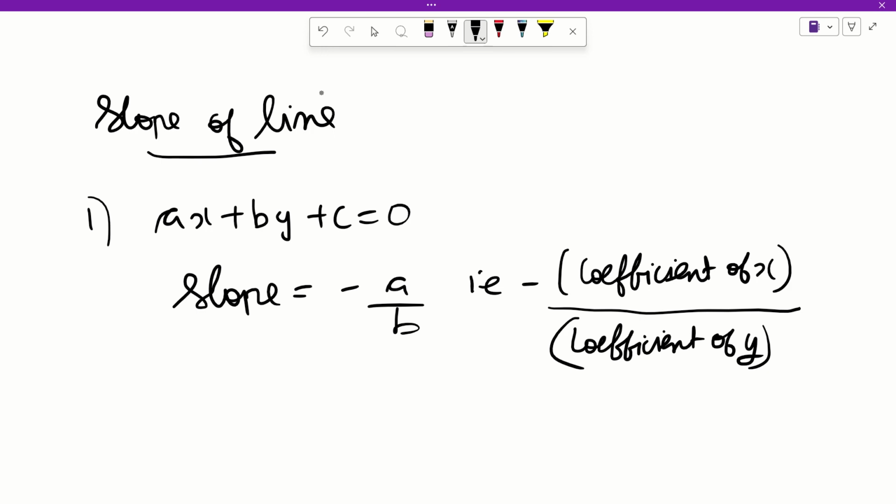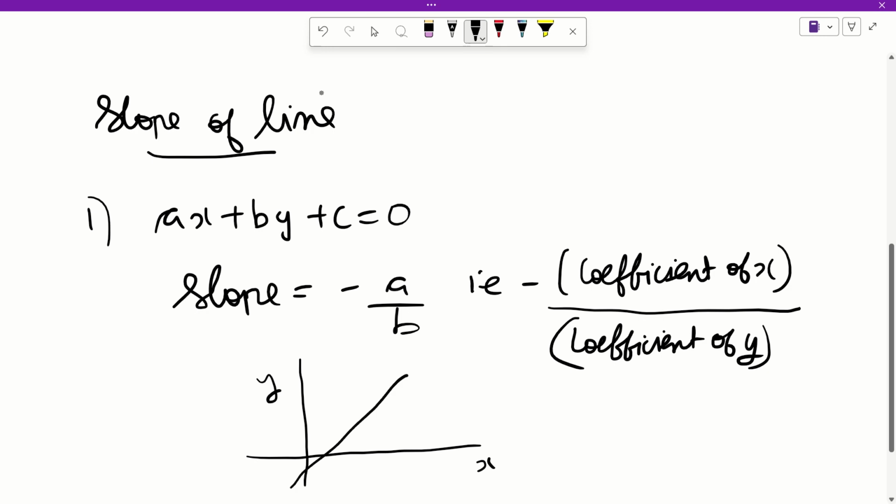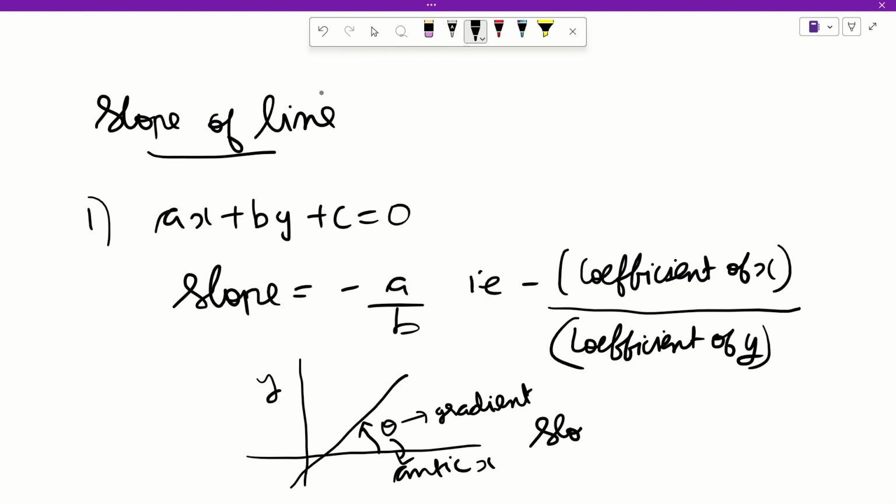Also, let me just draw a small figure. We know that this is the x-axis and this is the y-axis. Let's say I have a line like this. This line makes an angle, measured anti-clockwise, called theta. This theta we call the inclination. This is with respect to anti-clockwise. What is slope in this case? Slope m equal to tan theta.